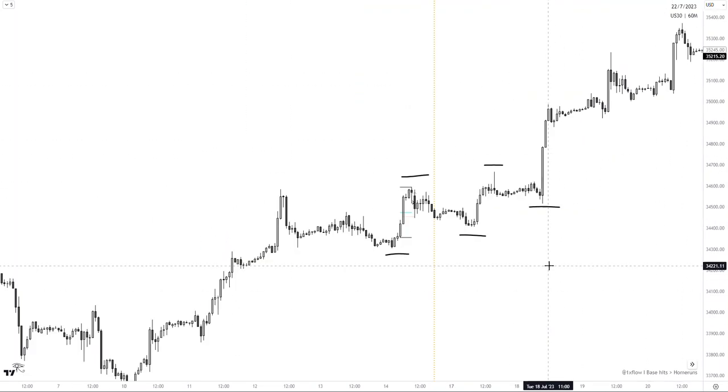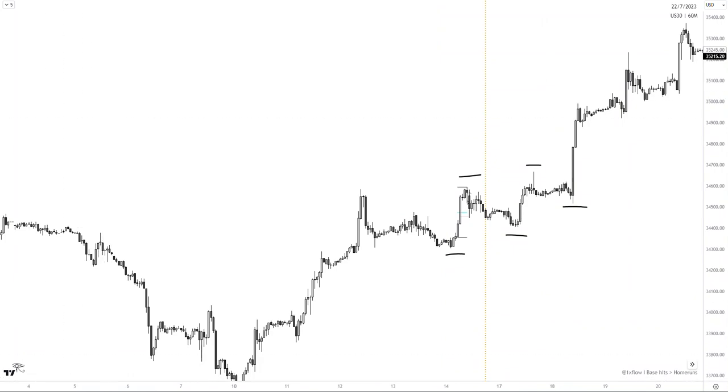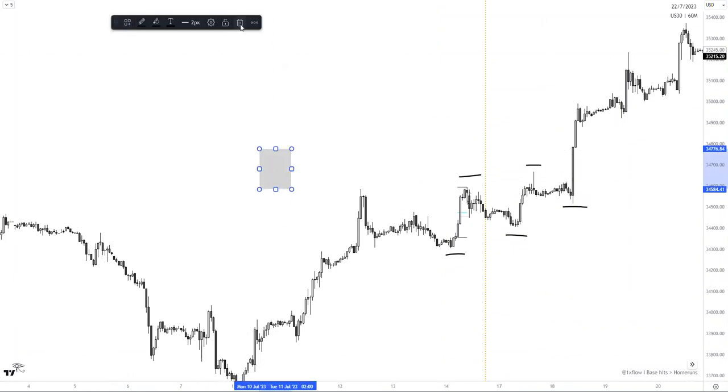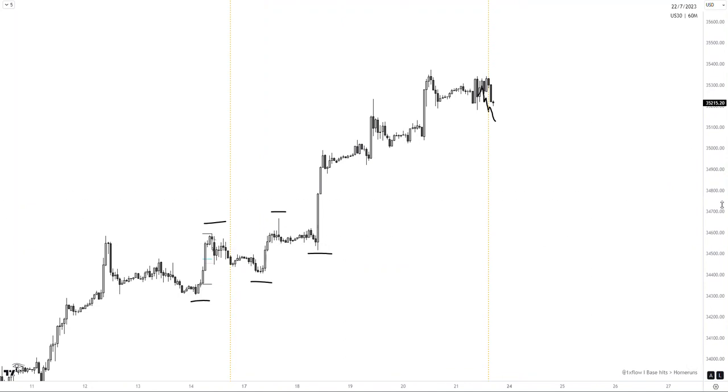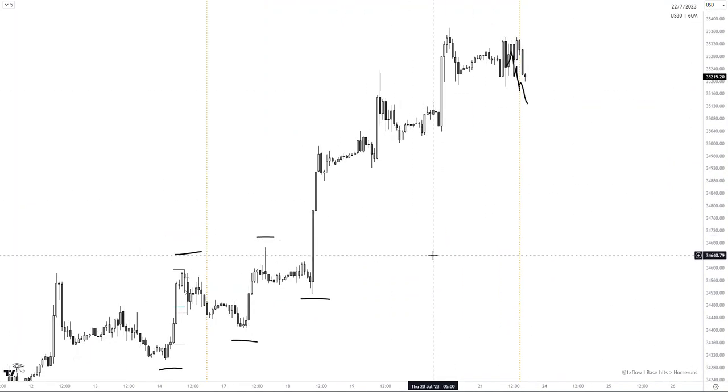Now, coming into Wednesday, it's going to be either the same thing, meaning it's going to be a continuation, so a reaccumulation in this case, or it could be a possible reversal. The only way to call that would be for it to show up first.